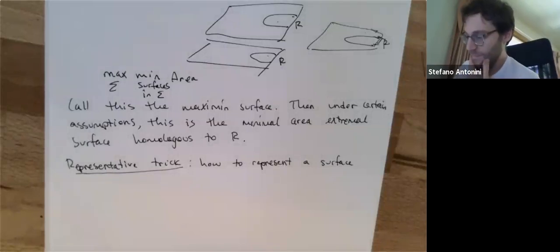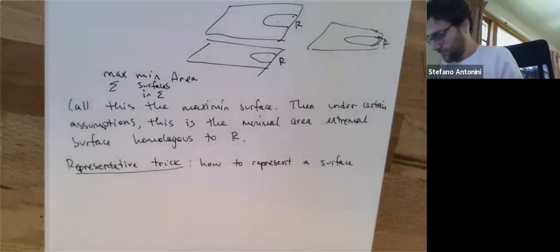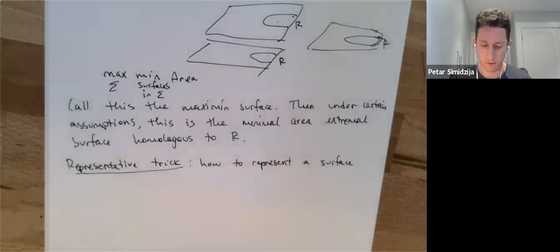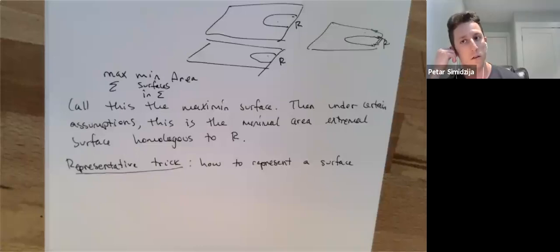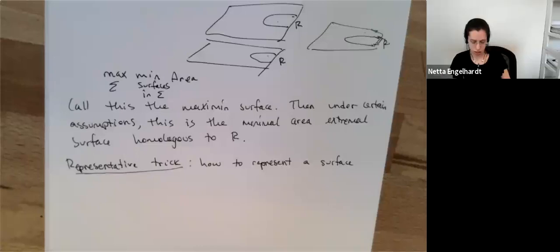Could I also ask a question? Sure. I'm a little surprised that to get the minimal area extremal surface, we take the maximum over the minimum. I would have maybe expected that we take the minimum and then the minimum again. So if we take the minimum and then the minimum again, we're going to end up with a null surface with area 0. Okay.